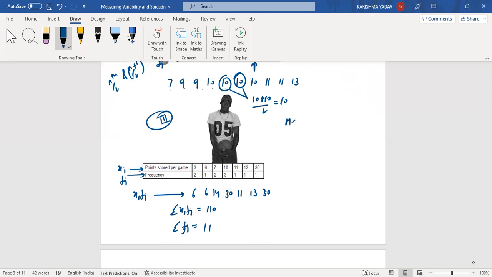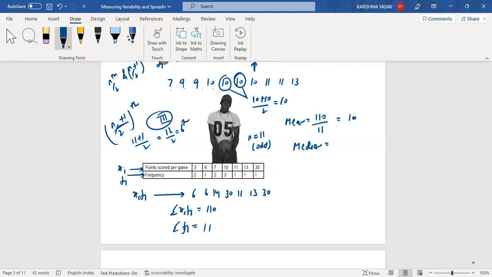So the mean for the third player is 110 divided by 11, that is 10. And the median, what is the median here? It has n equal to 11, which is an odd number, and for an odd number the median is the n by 2 plus 1th term. So what is this? That is n plus 1 by 2, that is 11 plus 1 by 2, that is 12 by 2, which is the sixth position. Now, which one is the sixth position?